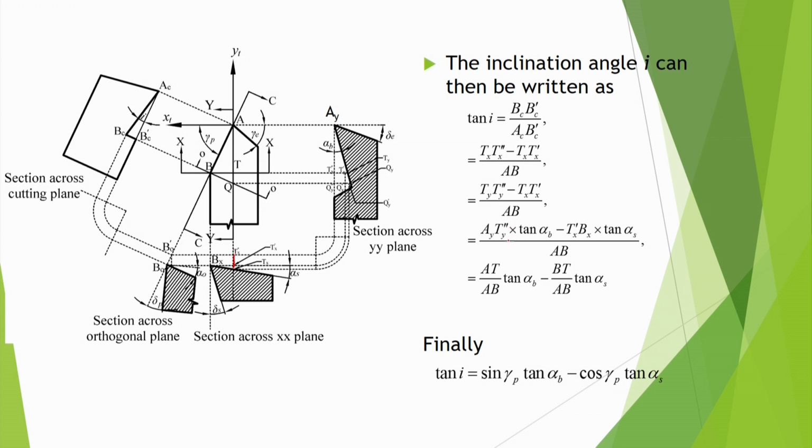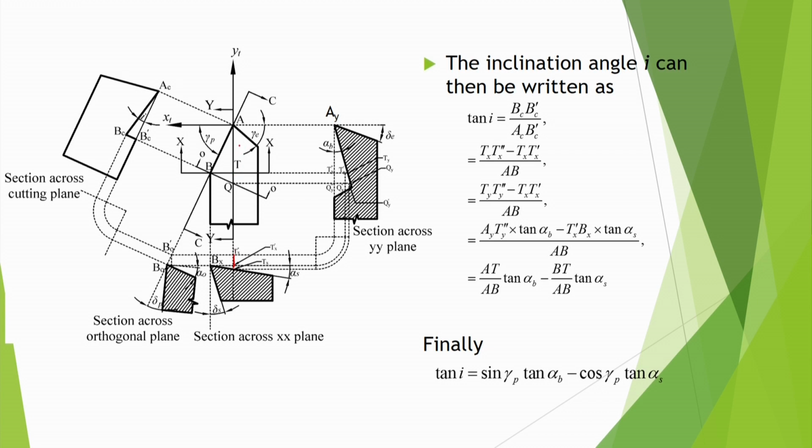So Ay Ty double prime is basically the same as AT, and Tx prime Bx is the same as BT in the top view. So this is AT by AB, you are getting AT by AB, and you are getting tan alpha b. That means you are getting the back rake angle, okay, tan alpha b, AT by AB. Now AT by AB is very much apparent here.